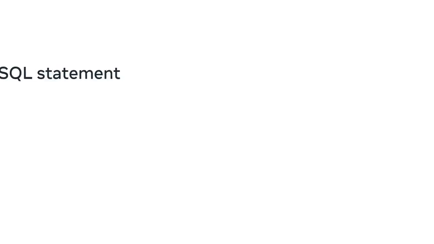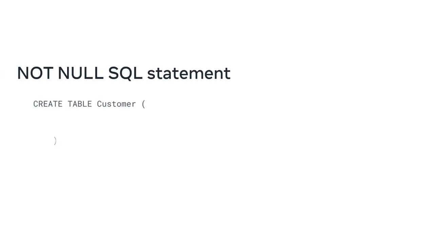The not null default value is implemented using a SQL statement. A typical not null SQL statement begins with the creation of a basic table in the database. I can write a create table clause followed by customer to define the table name, followed by a pair of parentheses. Within the parentheses, I add 2 columns, customer ID and customer name.